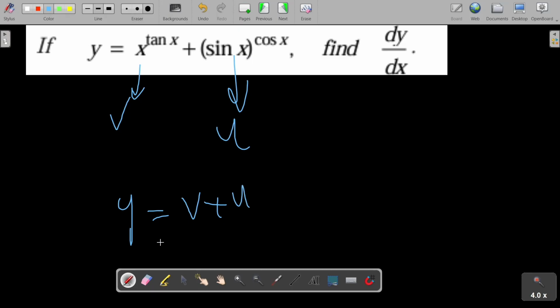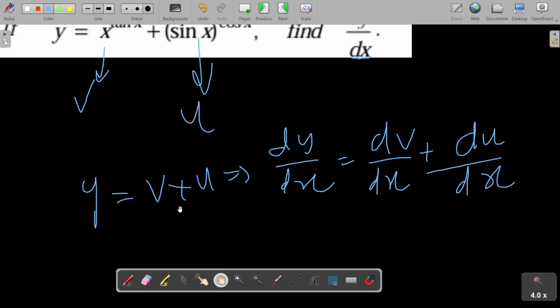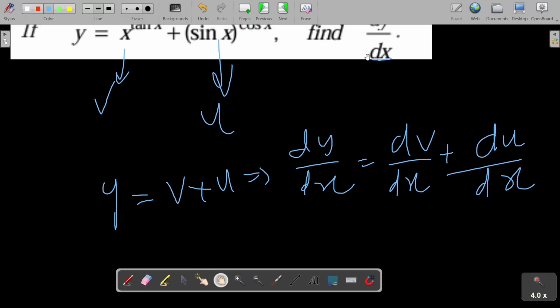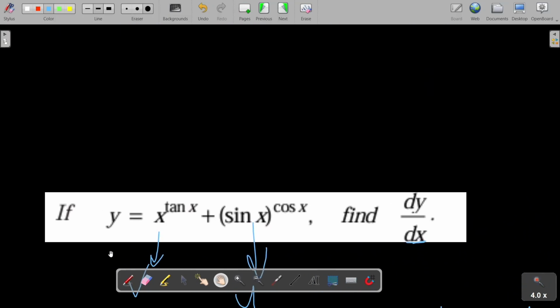I'm going to differentiate with respect to x. So I get dv over dx and du over dx. Now I need to simply find dv over dx and du over dx separately, and if I add those two things, I get my final answer, which is dy over dx. So let's do that.